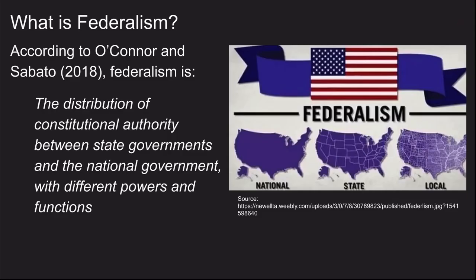First, what is federalism? According to your textbook, federalism is the distribution of constitutional authority between state governments and the national government with different powers and functions. Specifically, the Founding Fathers created a system in which they wanted to give power to the federal government, but they also wanted to give power to the state governments. We also need to include local governments as a part of federalism because there are responsibilities that local governments have that state and or federal governments do not have in our lives.